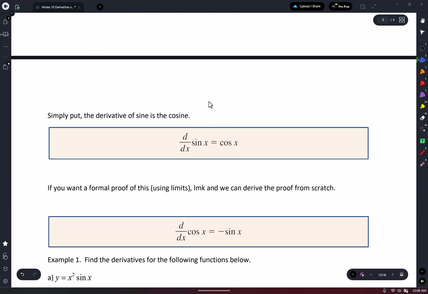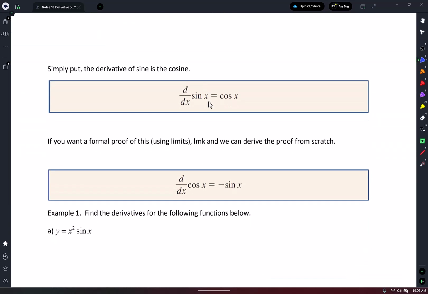All right. So here, simply put, we give you the formal way it looks in the textbook. I don't like that. Sometimes they put parentheses, sometimes they don't, but that's fine. That d/dx means derivative.